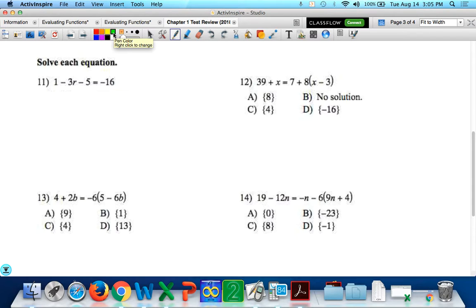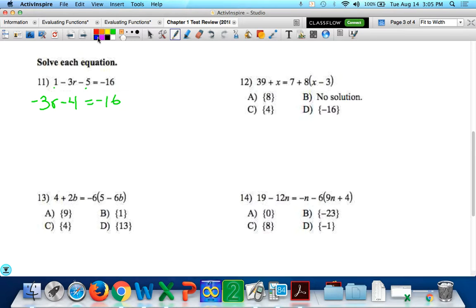First, we've got to move all the regular numbers away from it, and then we can move this -3 away from it. But first, we can combine some like terms on the left side, okay? When I combine these, the -3r stays the same. 1 minus 5 is -4 equals -16. We just kind of cleaned it up a little bit. That's all we did, okay?